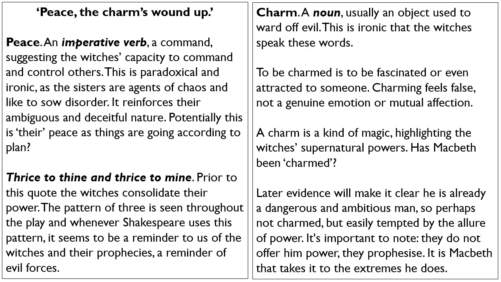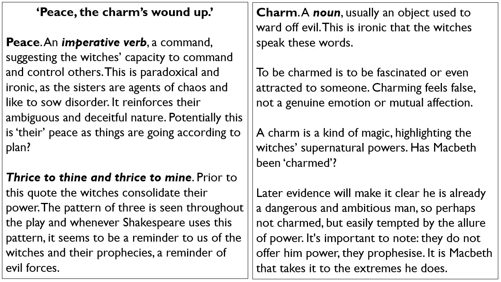This just reinforces their ambiguous nature, their deceitful nature. On the other hand, this could potentially be their peace, because peace for them is things going according to plan. They say "thrice to thine and thrice to mine." So prior to saying this, they kind of consolidate their power with patterns of threes. And that links quite nicely to the idea of patterns of threes used throughout the play. Whenever Shakespeare uses a pattern of three, it's a reminder of the witches' influence, a reminder of their evil force.